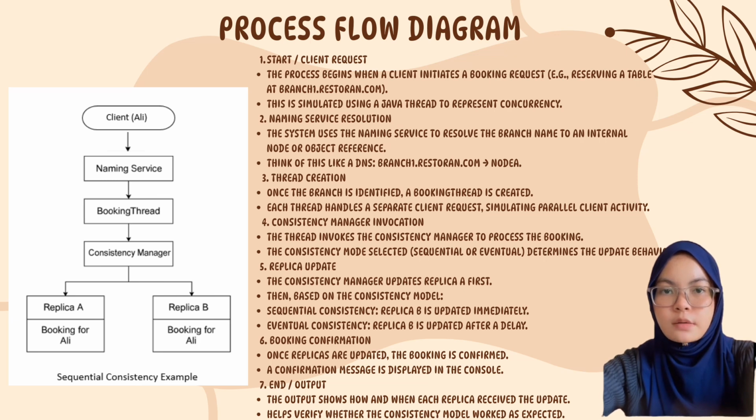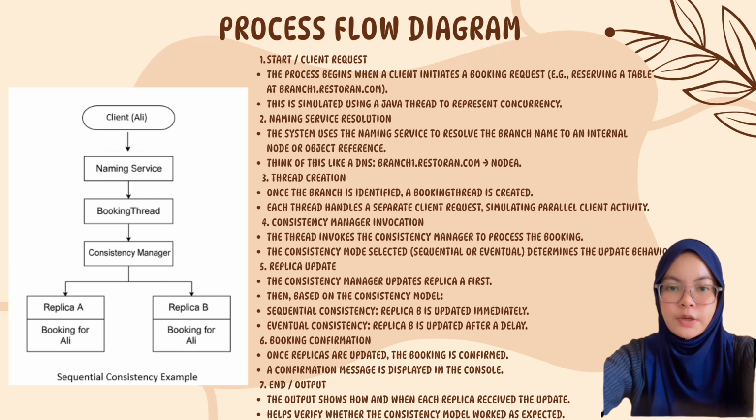Second is naming service resolution. The system uses the naming service to resolve the branch name to an internal node or object reference. Think of this like DNS, branch1.restaurant.com to node A. Third is thread creation. Once the branch is identified, a booking thread is created. Each thread handles a separate client request, simulating parallel client activity.